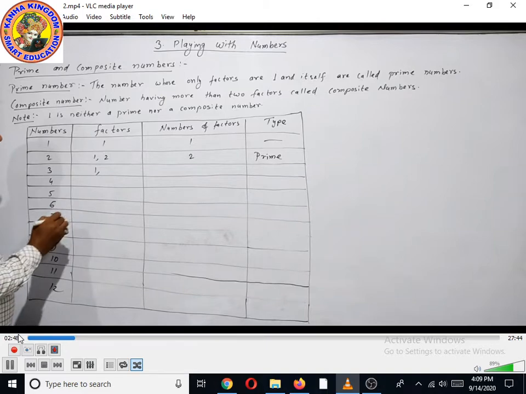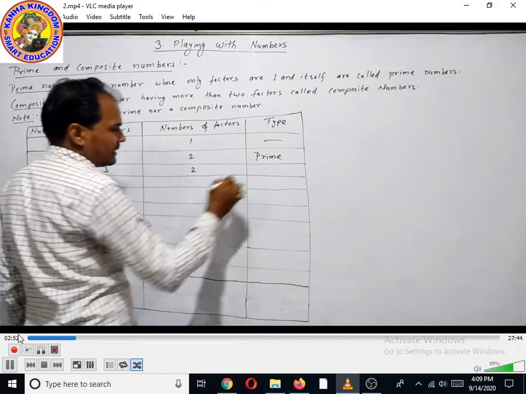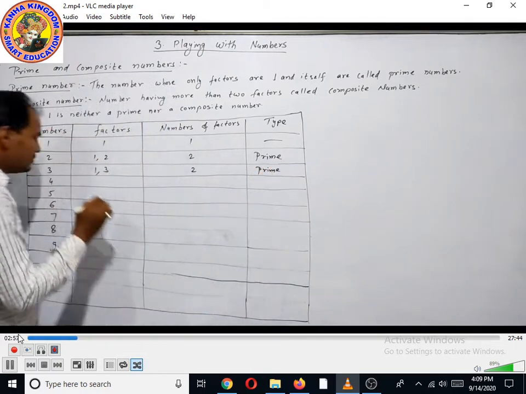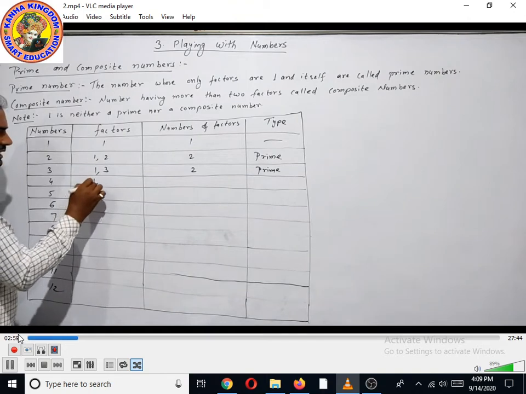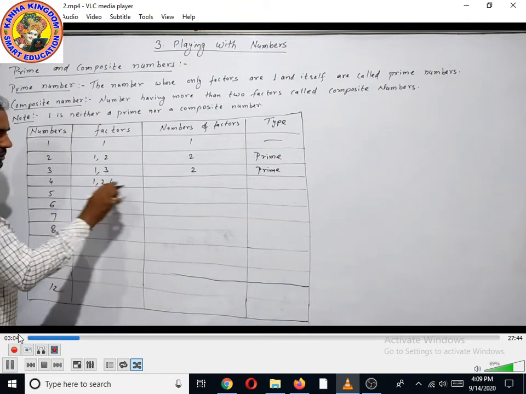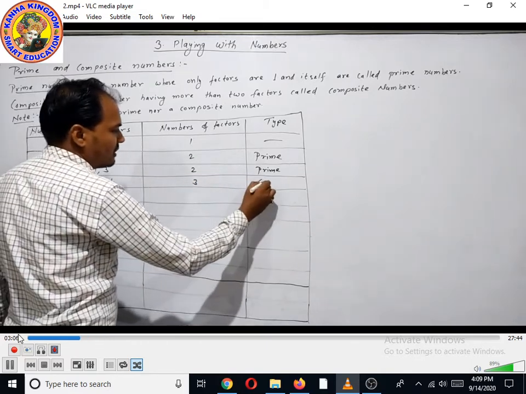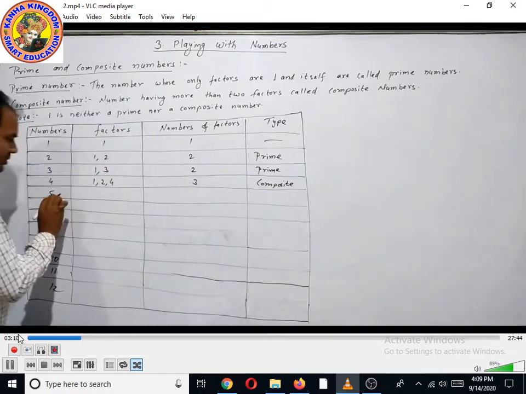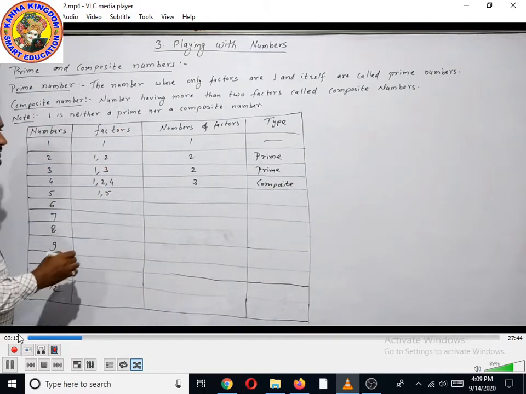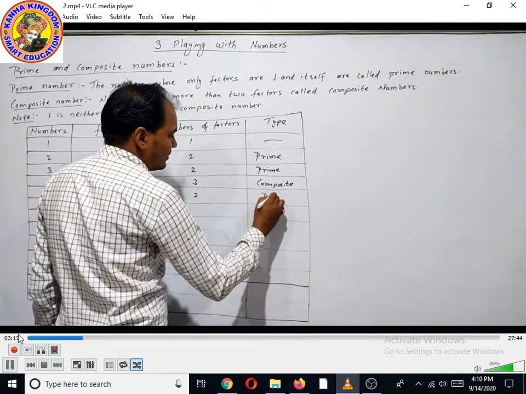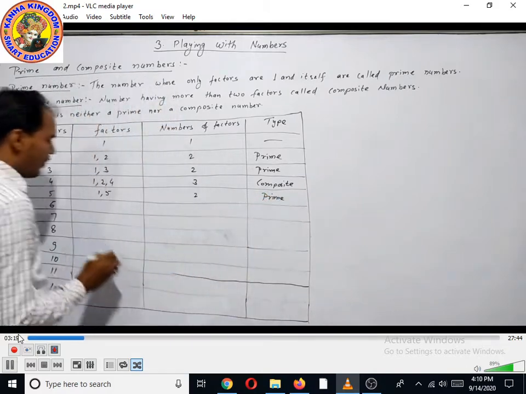1 can divide 3, 2 cannot, 3 can divide 3. There are two factors, so this is our prime number. 4: 1 can divide, 2 can divide, 4 can divide. More than two factors, so this is composite. 5: 1 and 5 can divide 5, two factors. If two factors, then it is called a prime number.